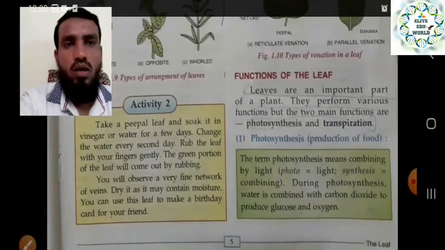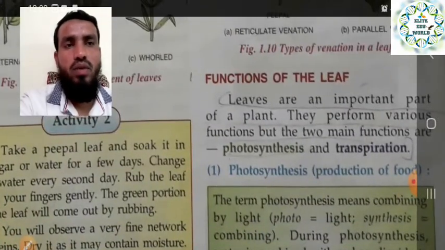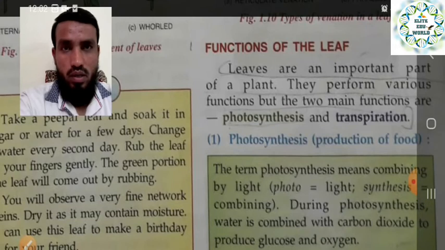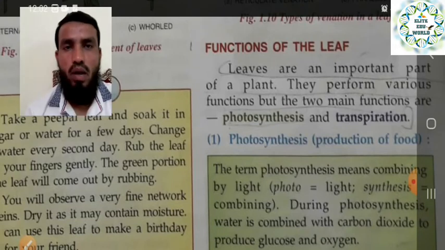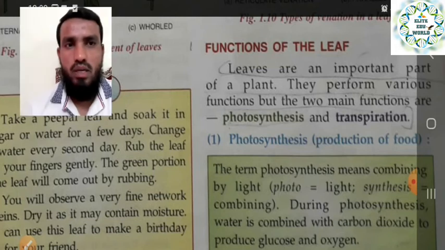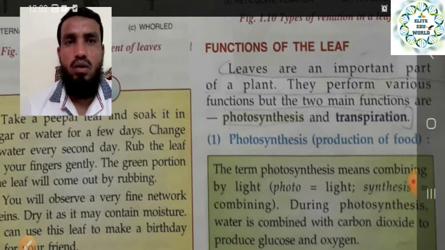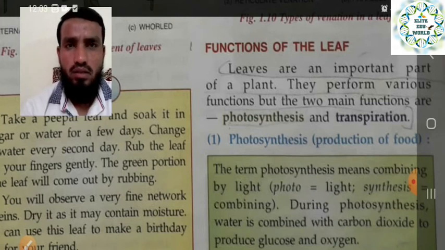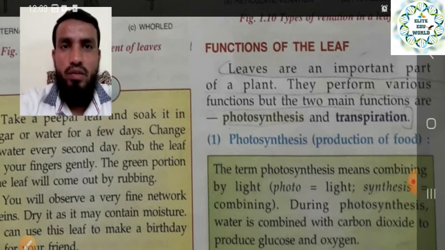But now a very important point: what is the function of the leaf, why is it important, why are leaves present in our plant? If there is no leaf, what will happen? The very important processes are called photosynthesis and transpiration. These are the important processes done by our plants, so the leaves are an important part of the plant. They perform various functions, but these are the two main functions.